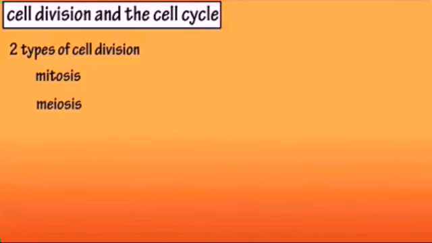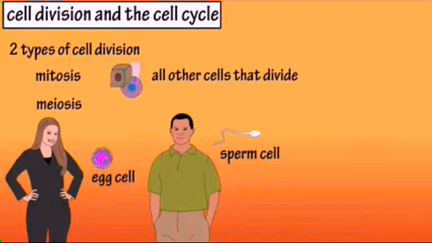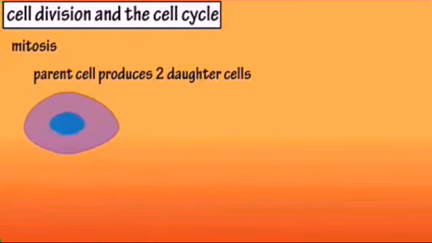and meiosis. Meiosis occurs in the sex cells, egg cells in females, and sperm cells in men. And mitosis is the type of cell division that occurs in all other cells in the body. In this video, we are going to cover mitosis. Cell division occurs when a parent cell divides to produce two daughter cells.